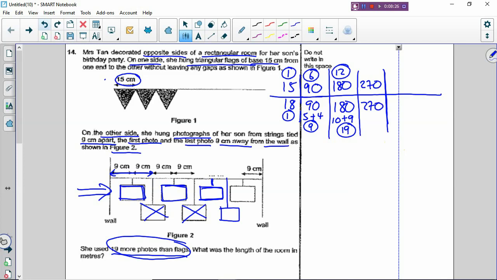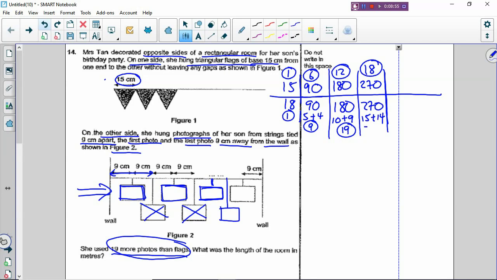270 divided by 15, you will get 18 flags. Okay, 18 flags. And then how many rectangles? 270 divided by 18, you will get 15 rectangles or 15 photos on top. And how many rectangles below? Minus 1. Right? So how many photos will you have below? You always minus 1. So if there are 15 photos on top, you minus 1 to get 14 photos below.